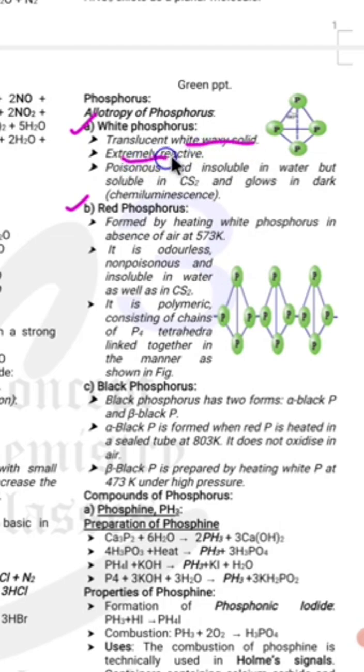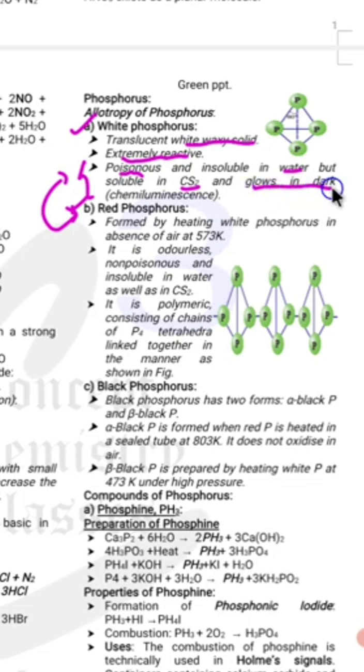White phosphorus is extremely reactive, and this is poisonous. And this white phosphorus is not soluble in water, but it is soluble in carbon disulfide. This is an important property of white phosphorus. The difference between white phosphorus and red phosphorus can be asked in the exam in terms of solubility or in terms of reactivity.